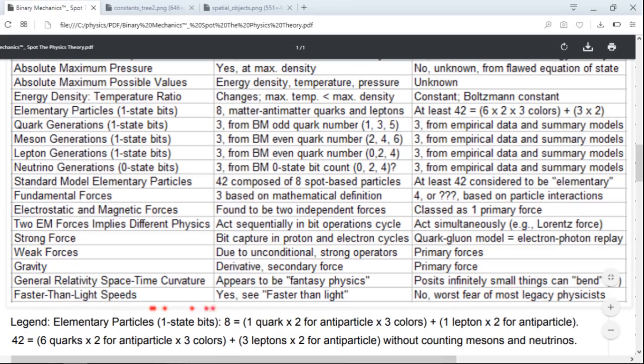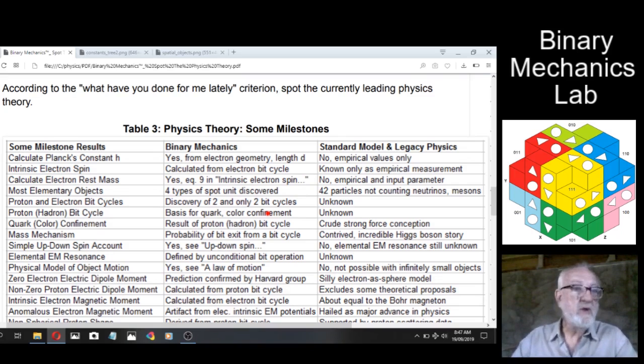Faster than light speeds. Yes, see the faster than light paper in the Journal of Binary Mechanics. No, this is the worst fear of most legacy physicists, that there could be faster than light speeds. According to the "what have you done for me lately" criterion, can you spot the currently leading physics theory?